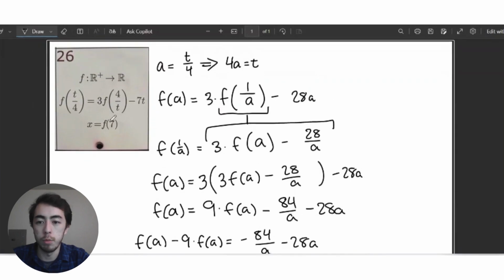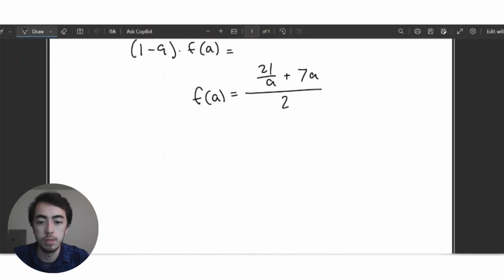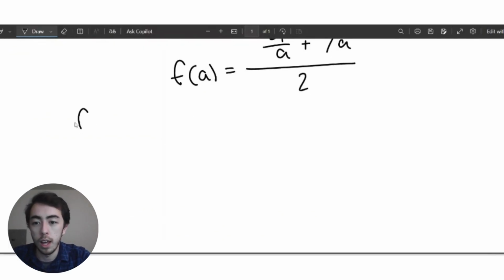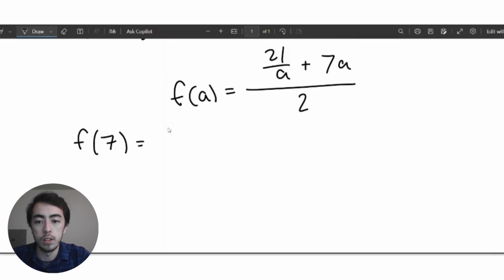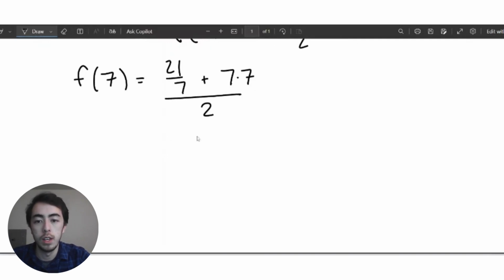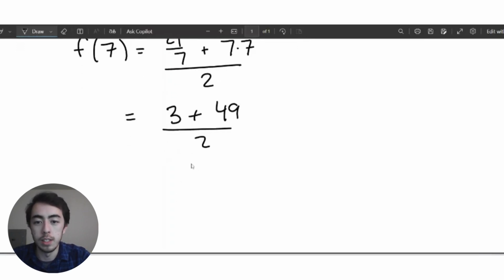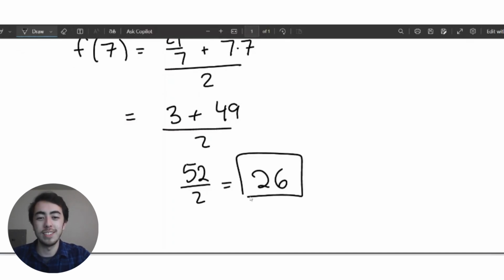And it looks like if I plug in a 7, I should get 26. If I do, I'm done. So let's try it out. F of 7 equals 21 over 7 plus 7 times 7 divided by 2. That is 3 plus 49 divided by 2, which is 52 divided by 2, which is today's date, 26.